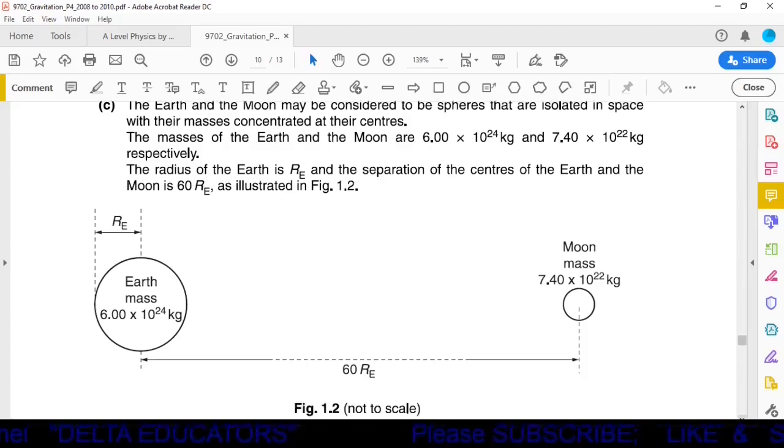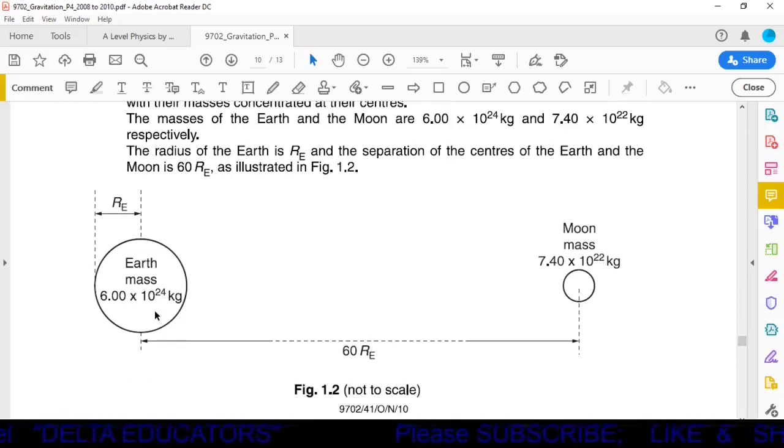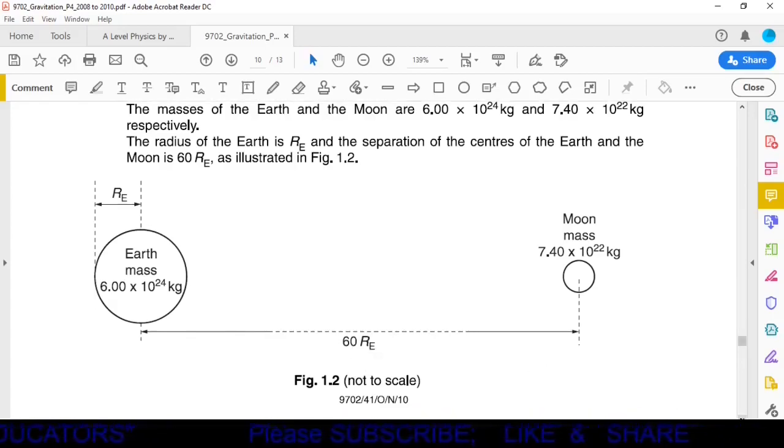In this figure 1.2, this is our Earth. Mass of Earth is given 6 × 10^24 kg. Mass of Moon is given 7.4 × 10^22 kg. And the distance between the center of the Earth and center of the Moon is given. It is 60 times the radius of Earth. Okay.